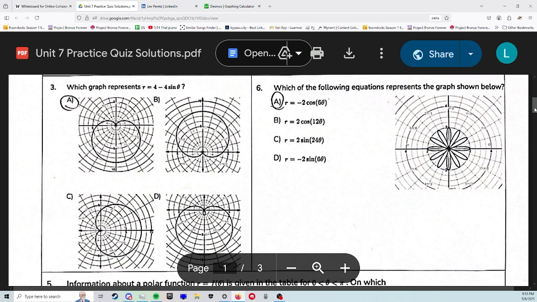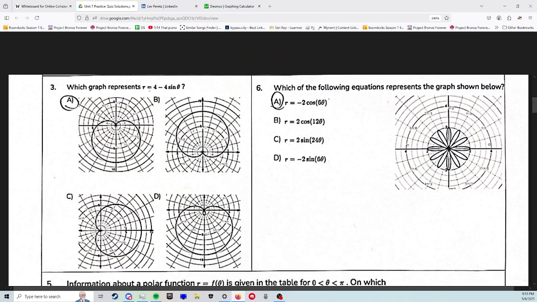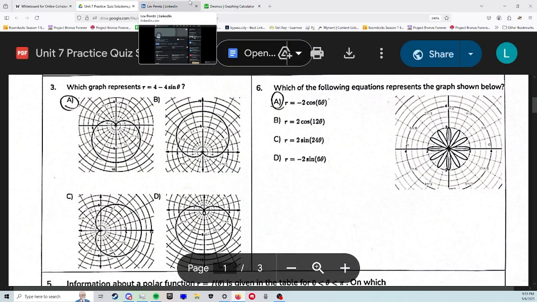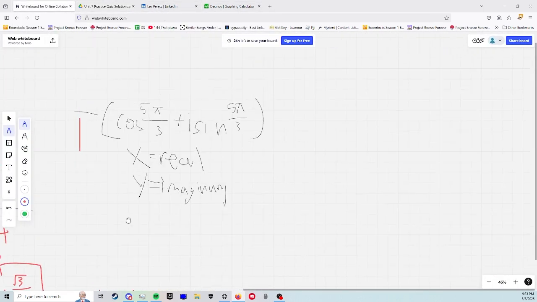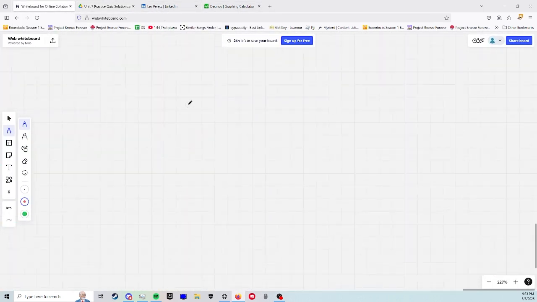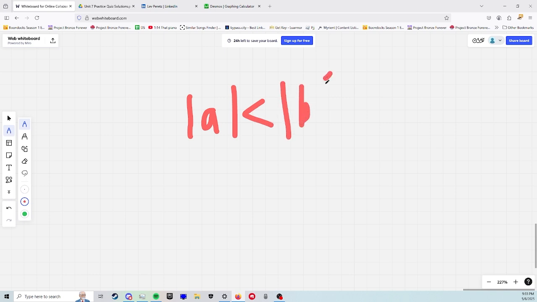It's fine. Which graph represents 4 minus 4 sine theta? Okay, so we know that it is a heart because, here, I'll show you. Again, if you have my toolkit or if you have a toolkit, it should be in there. So these are the 3 things that you need to know.